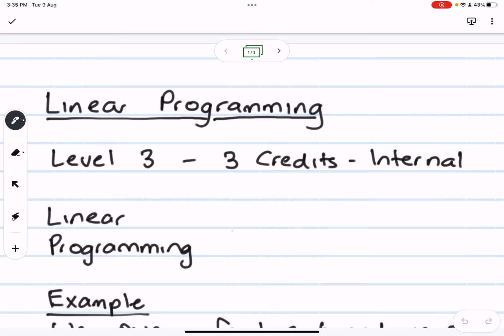Kia ora. In this video, we're going to have a look at linear programming, which is a level 3 internal that's worth 3 credits. Let's start off with unpacking what linear programming is.